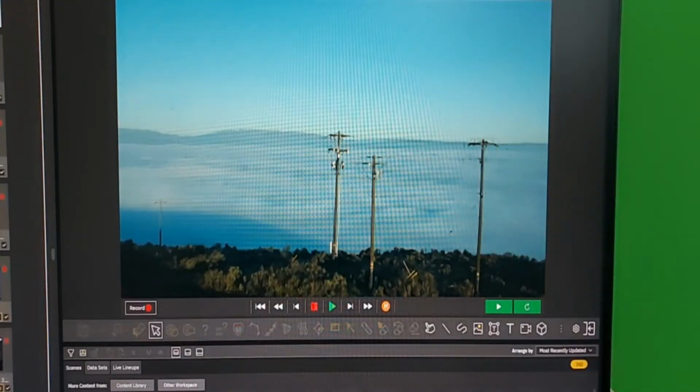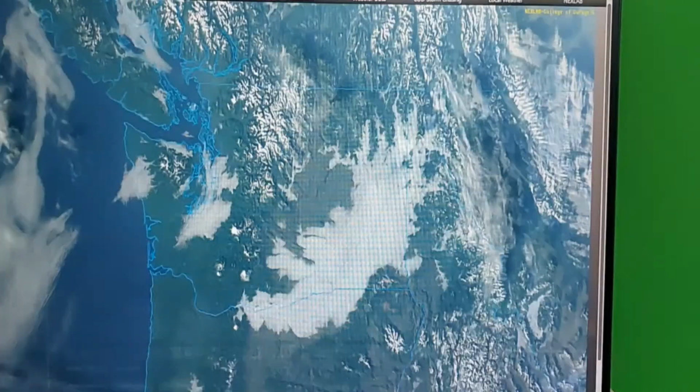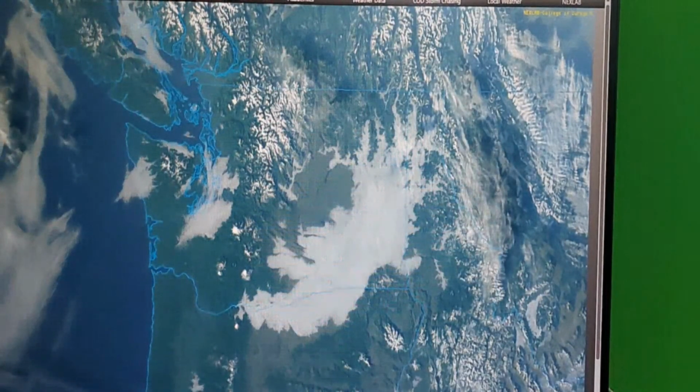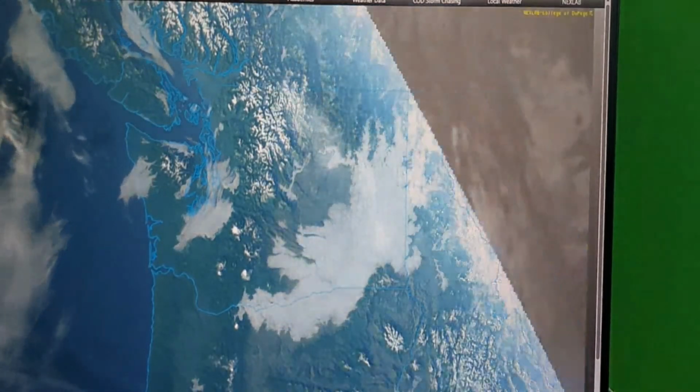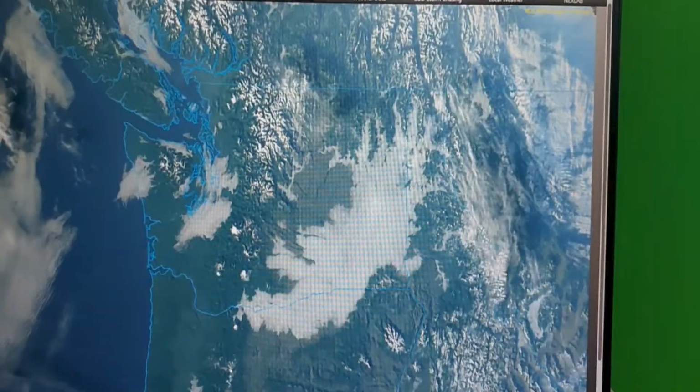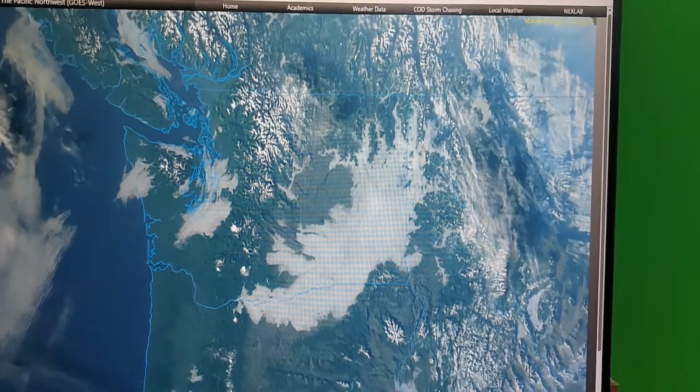Now, the reason why we were seeing this kind of pattern was because of something called an inversion. Let's talk about the inversion. Before we start, let's take a look back at the satellite imagery from yesterday. You can see so much of our area socked in with these clouds, clearly visible in the white color. Those clouds are really for the lower elevations, namely the valleys and the basins.